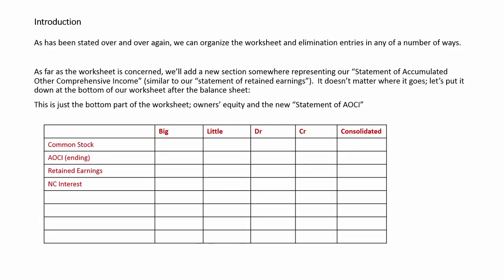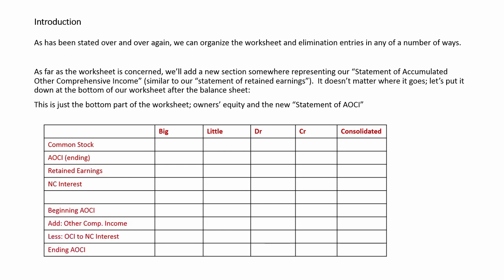So again, here's just the bottom third of our worksheet. We have the owner's equity section. We'll have common stock, accumulated other comprehensive income, and retained earnings. Now again, on the balance sheet, the common stock, the accumulated other comprehensive income, and the retained earnings are end-of-year balances. For retained earnings, the beginning retained earnings is put way up in the middle in the statement of retained earnings section. Now we have the new portion of our worksheet. Again, this would be at the very bottom.